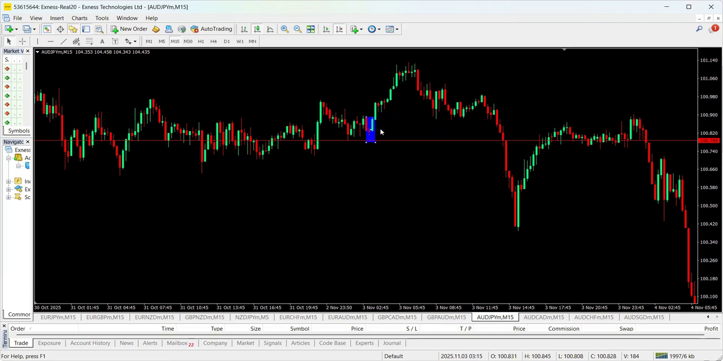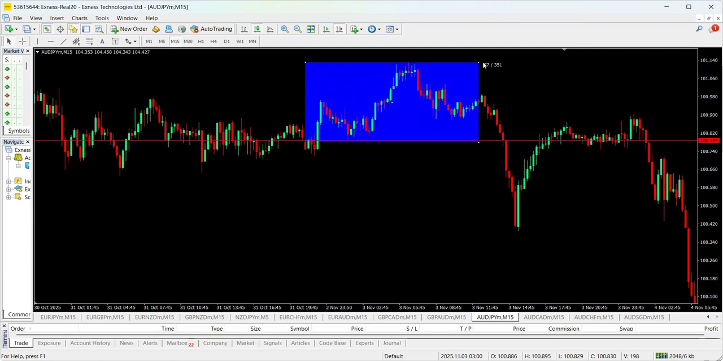So it tells us that buyers were aggressive here. Okay, they had a lot of power that pushed this market up. So if sellers are able to break this level, okay, it means they have overpowered the buyers. And then coupled with our change of character, our strategy says that this market is going to move down at least as much as it moved up.